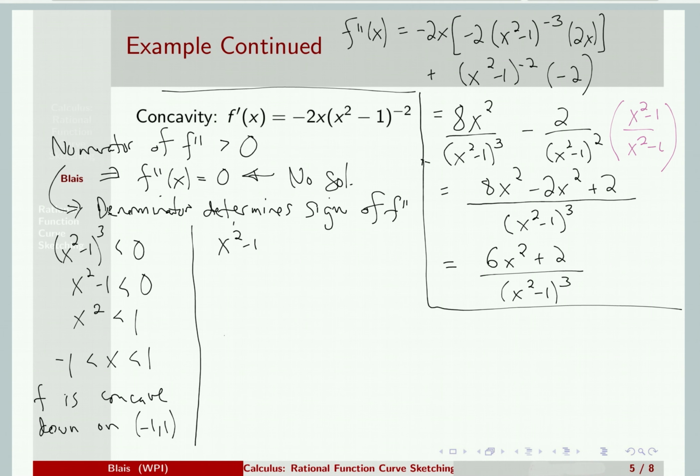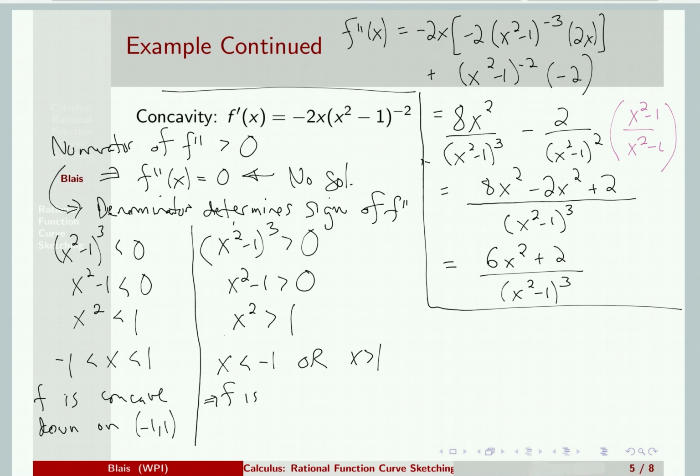Similarly, if we check where x squared minus 1 cubed is positive, we have x squared minus 1 greater than 0, x squared bigger than 1, and that happens if x is less than negative 1 or x is bigger than 1. So f is concave up on minus infinity to minus 1 and 1 to infinity. And so notice we found where the function is actually concave down and concave up. But we didn't find any inflection points.